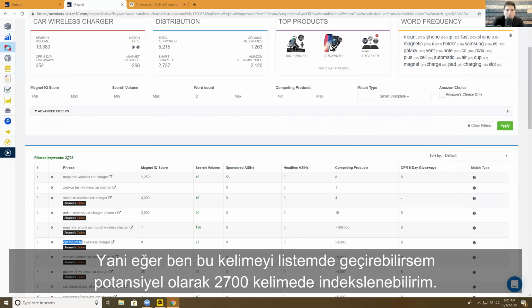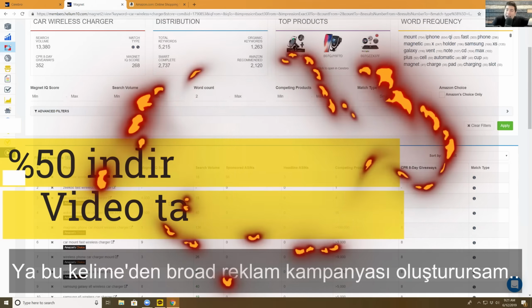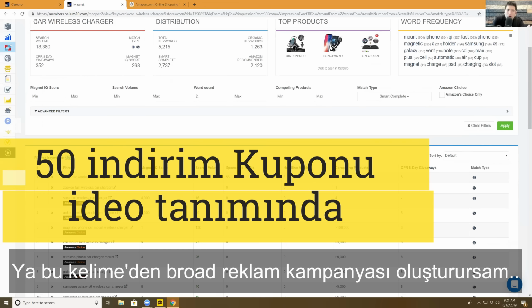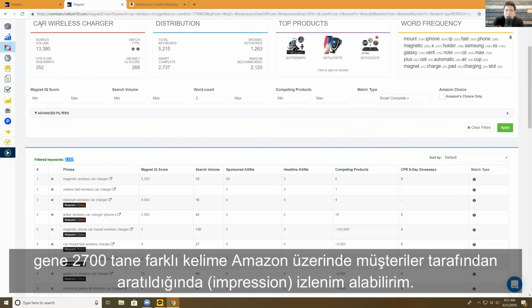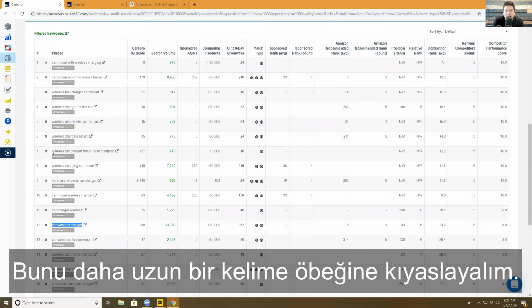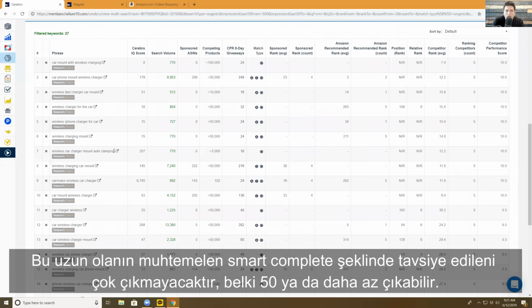But basically, this means that this is a keyword that if I have this keyword in my listing, potentially I could index for 2,700 words if I add these other words, or if I put this by itself in a broad PPC campaign, I have the potential just by this one phrase alone to show up and get impressions on 2,700 words.